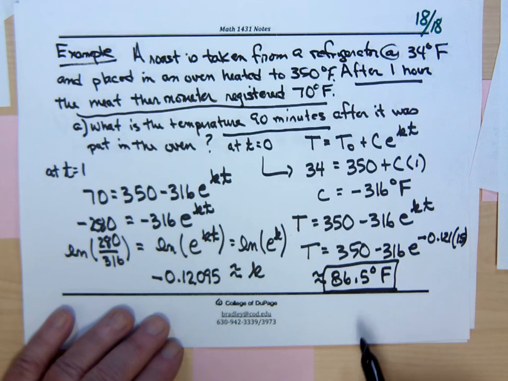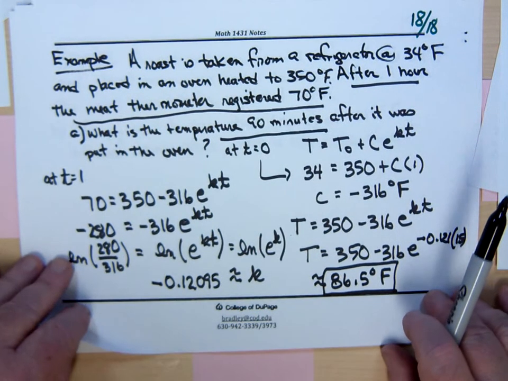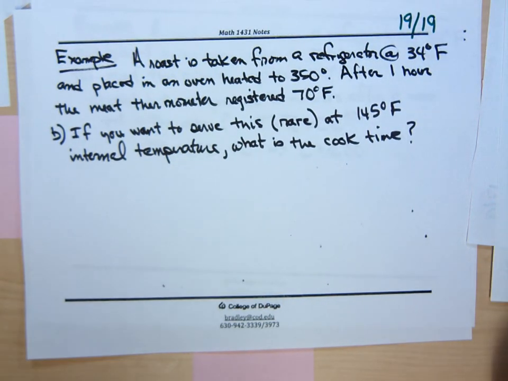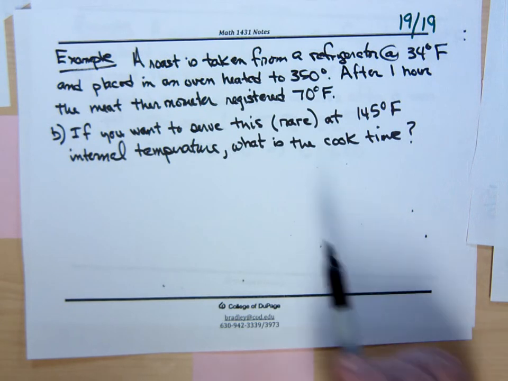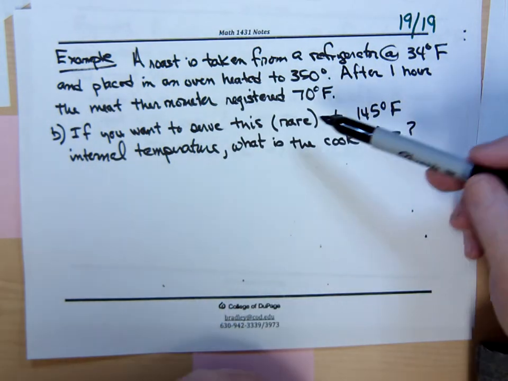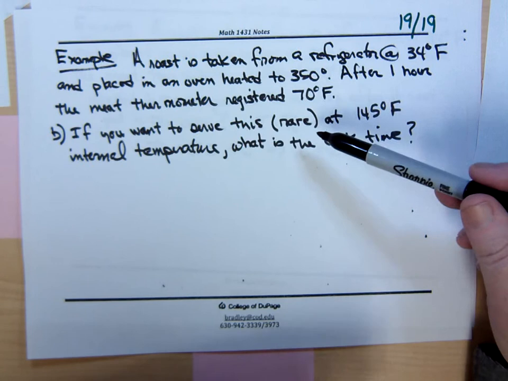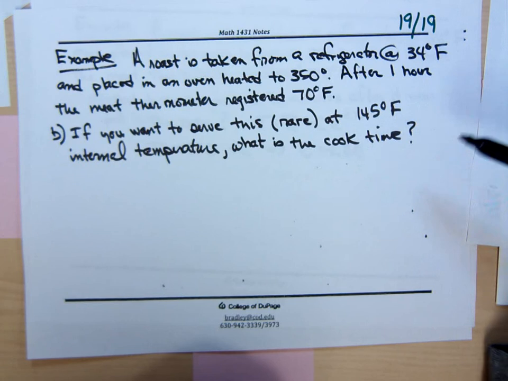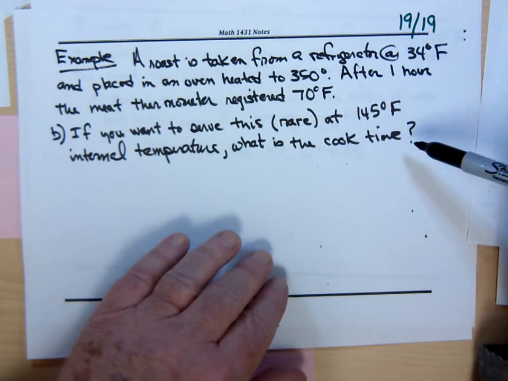Now, the second question really deals with the same type of problem. I'm going to use the information that we already have obtained from the first one, because now we want to say, suppose you want to serve this meat at 145 degrees Fahrenheit. That is not the way I like my meat. This is extremely rare, but they're going to do this anyway. So you know it's done by the meat thermometer. So what's the cook time? How long is it going to take it to reach that?